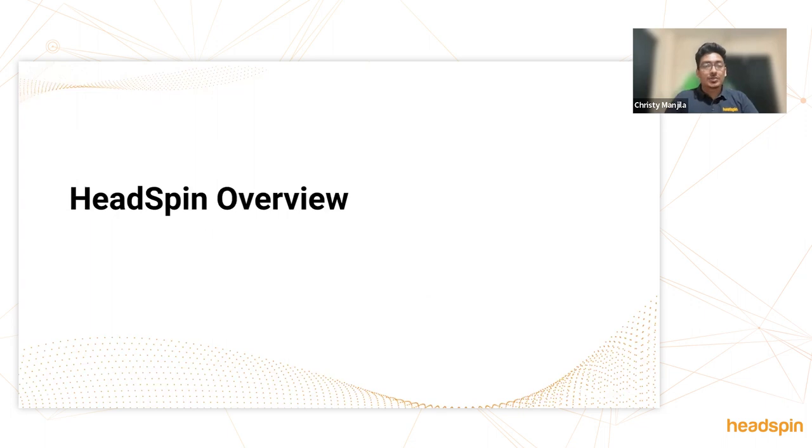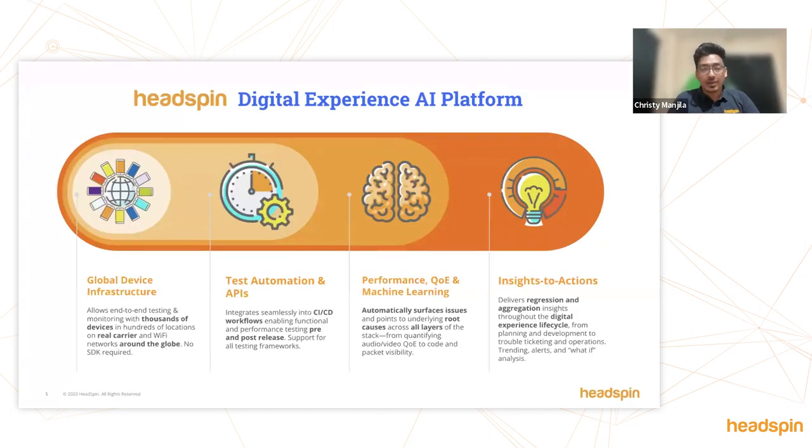So let's start. HeadSpin is a digital experience AI platform. Here are the four major pillars that we abide by. One is a global device infrastructure, wherein we have real devices. These are actual devices like Android or iOS devices all across the world. We have our presence in around 100 plus locations using a physical box, which is called the P-Box. I'll show you how that looks in the next slide. And using that, you can run any test cases written in Appium or even test cases written in Tosca, Leapworks, which are low-code solutions.